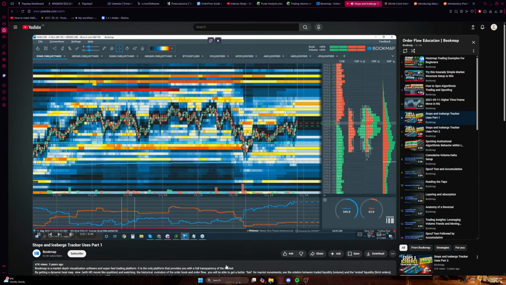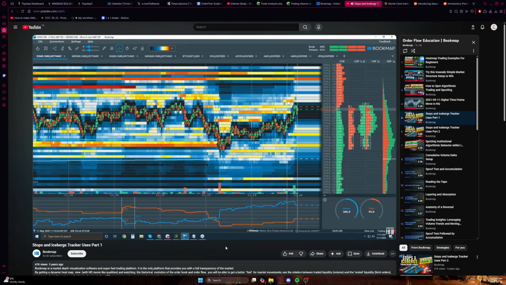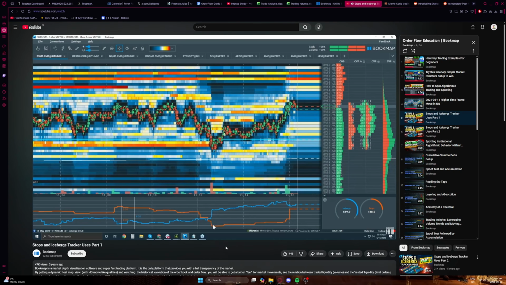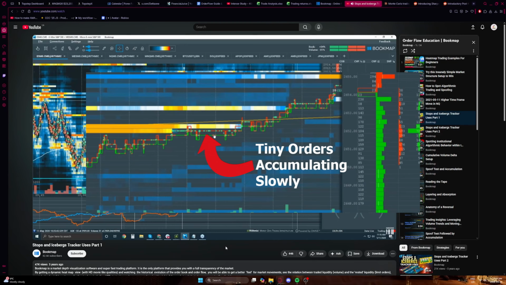This can often happen after spoofing, which is simply just fake orders that get pulled before execution. But there could also be other things that happen before accumulation. It often serves as a sign of interest in buying or selling, or just buy or sell pressure accumulating.